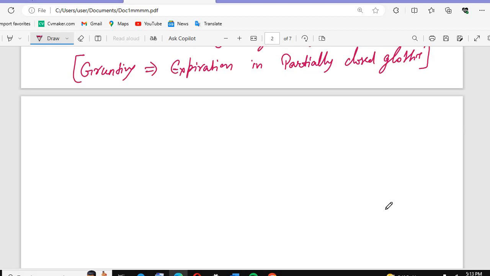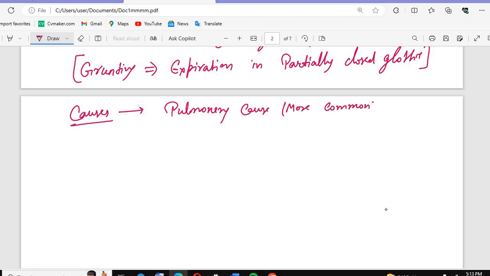So what are the causes that we can see in this baby? There is mainly the pulmonary cause, that is the more common cause that we see in a meconium aspiration syndrome baby, due to which we call this aspiration pneumonia. What is aspiration pneumonia?